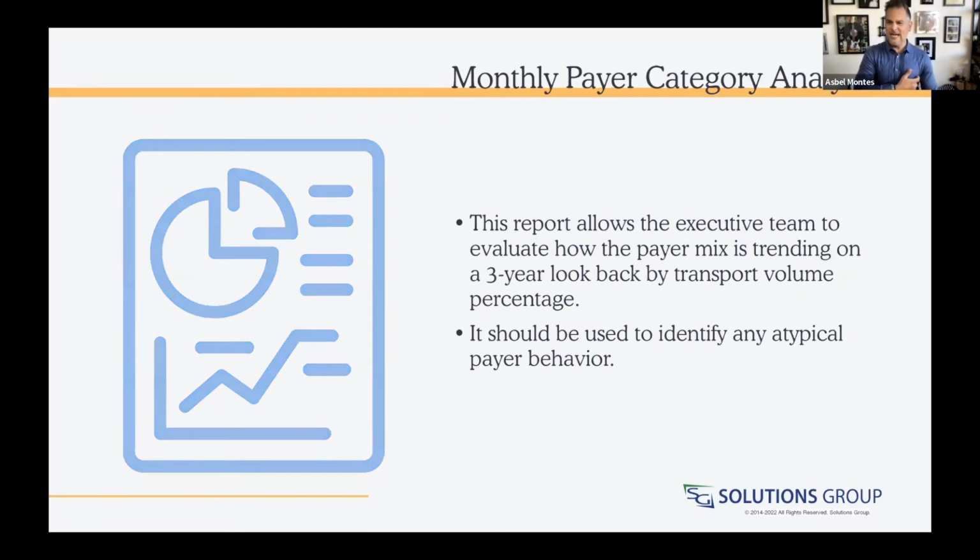The next report at the executive level that I'm going to strongly suggest that you look at as well is that monthly payer category analysis. And I alluded to that earlier when I was talking about the revenue per transport. And this is really understanding what your volumes are doing. A lot of times we will look at our level of service volumes from dispatch. What's our ALS doing? What's our BLS doing? And those mixtures are specialty care transports. What are our volumes doing?